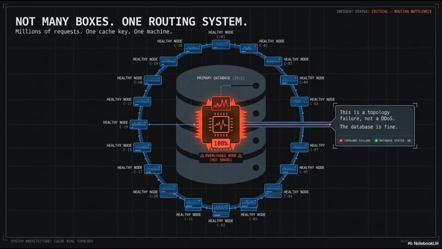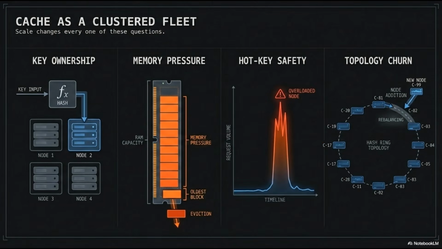I mean, it's an eviction system fighting memory limits, and it's a failure containment system that has to survive topology changes without crushing your primary data store. Which is exactly what we are getting into today. But today, we are bridging the gap. We're moving from just knowing that caches exist to building a really crisp, production-grade mental model for how a cache actually behaves as a clustered fleet under extreme load.